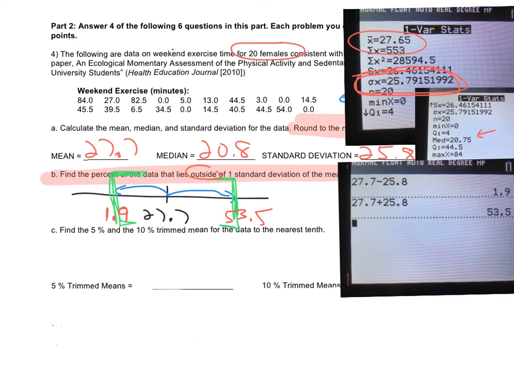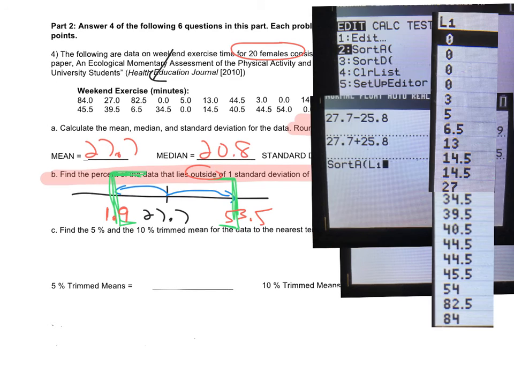So what I'm going to do is sort this data in order. I'll press Stat and go to Option 2 for Sort. I'm going to sort my list 1 because that's where I typed in my data. So I'll press 2nd and then 1. I'll press Enter. And now when I go back to edit, the list will be in numerical order. Now I need to find the percent of these numbers that are not in between 1.9 and 53.5. Well, 1.9 is in between 0 and 3. 53.5 is in between 45.5 and 54.